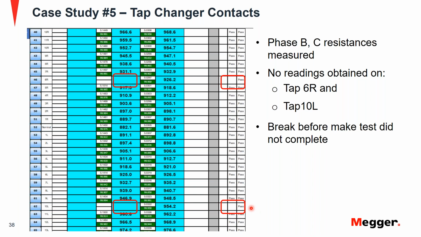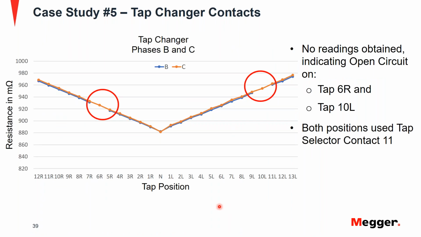So we were intrigued by this case, and we ended up plotting the resistance values. And obviously, as expected, we didn't have any value for the 6 raise position at all, or even the 10 lower. But you can see that overall, the behavior, as you would see in many cases of a V curve, was consistent, and most of the readings across both the phases were fairly close, but of course with this big anomaly of not having any readings.